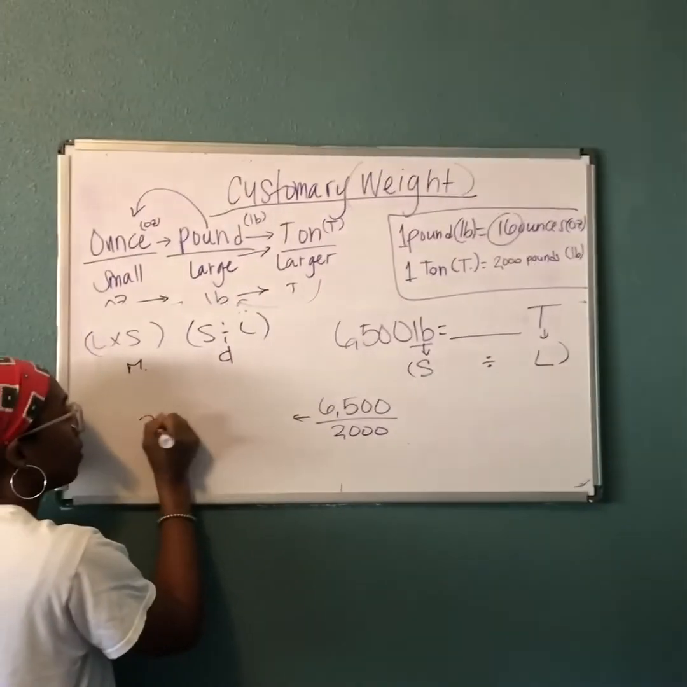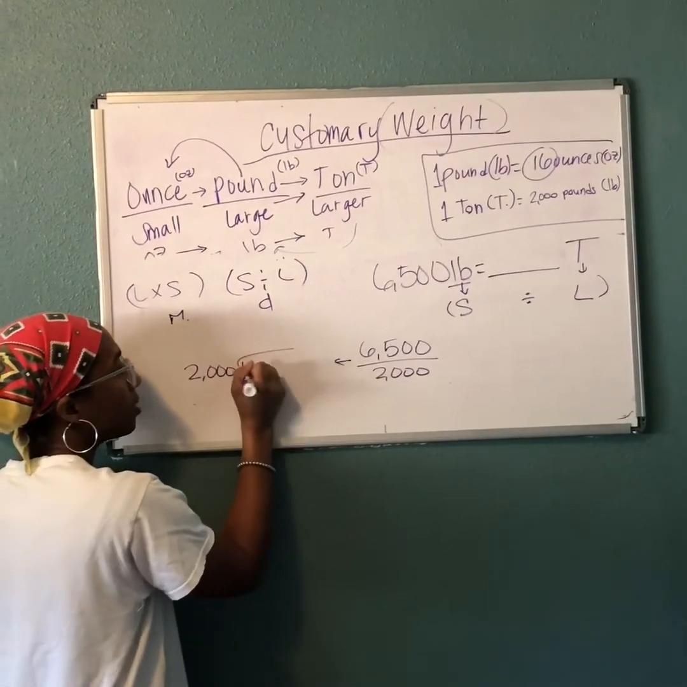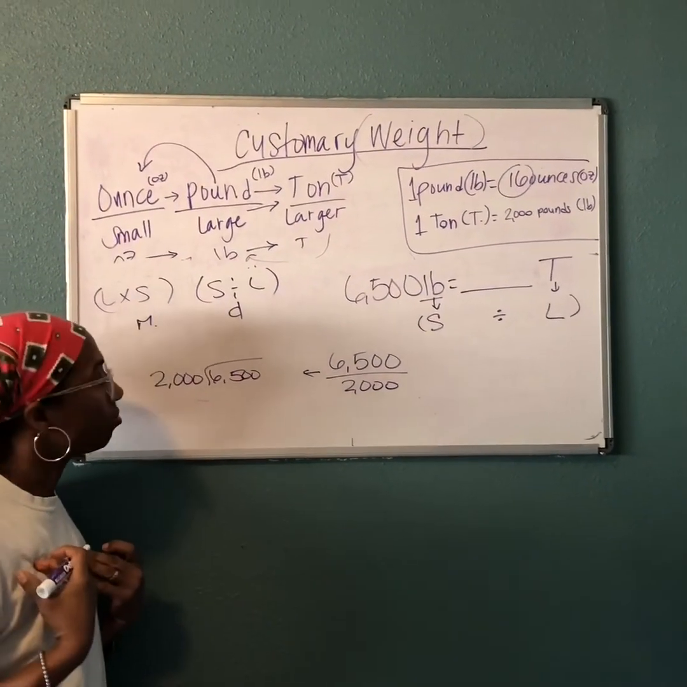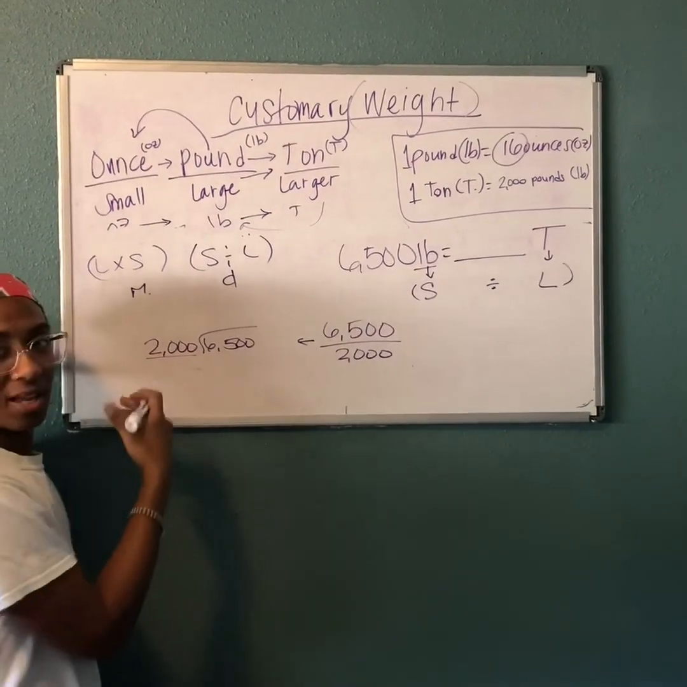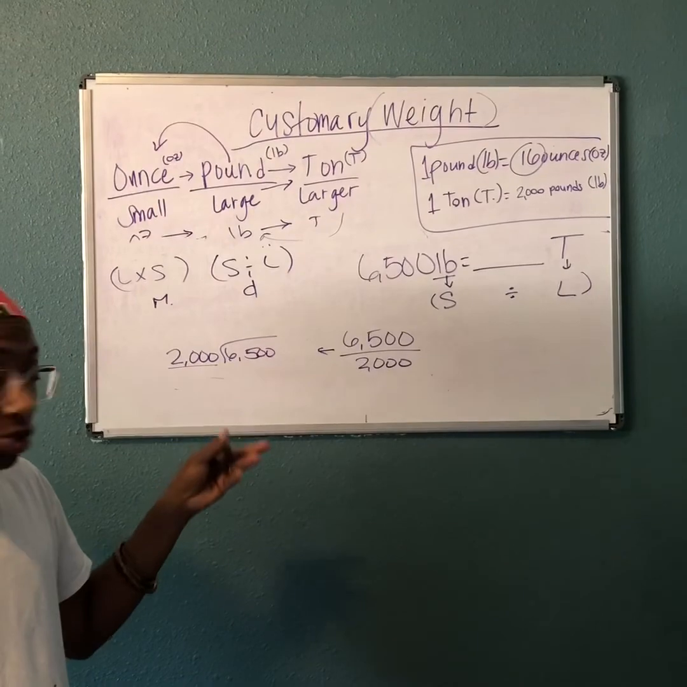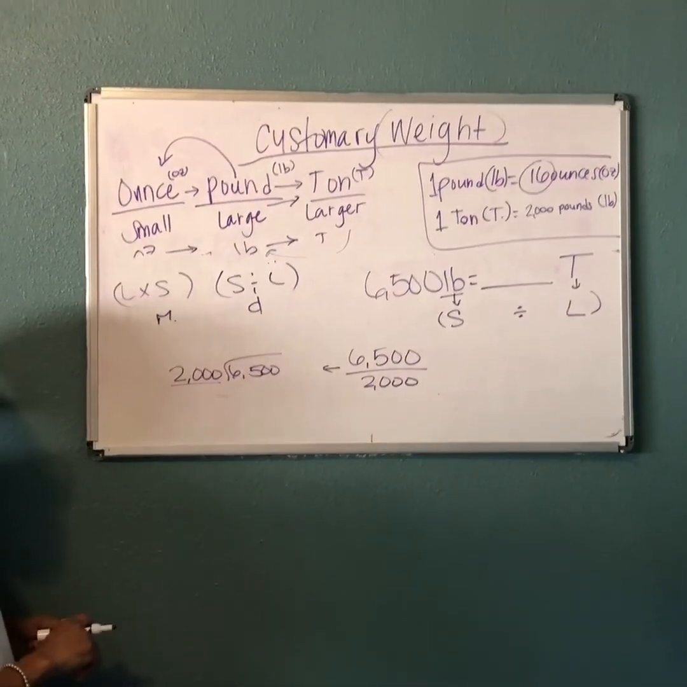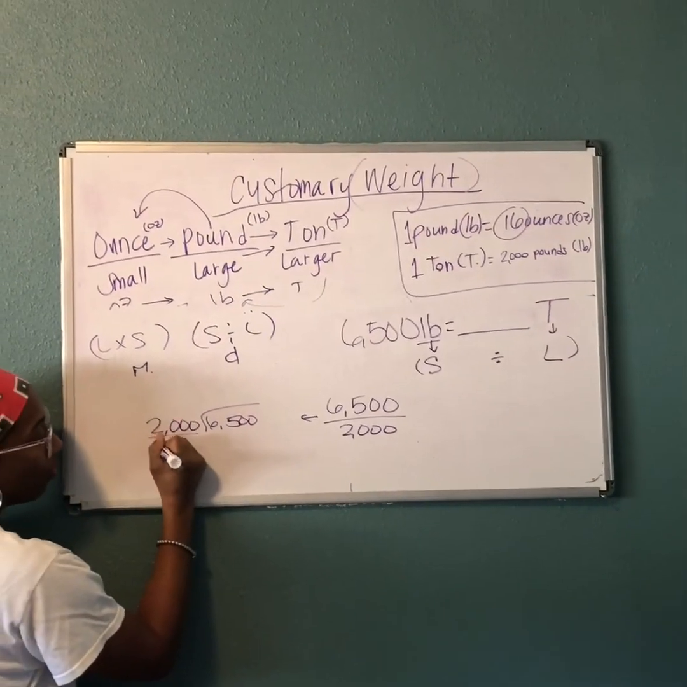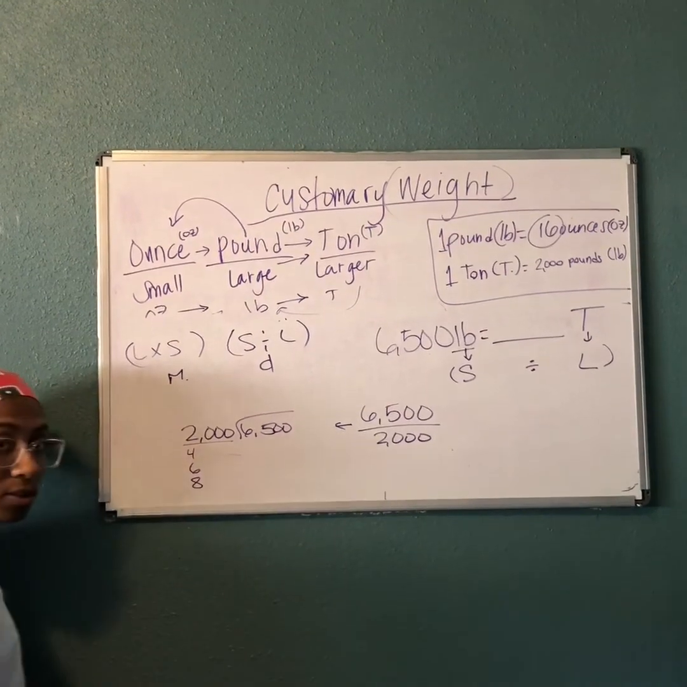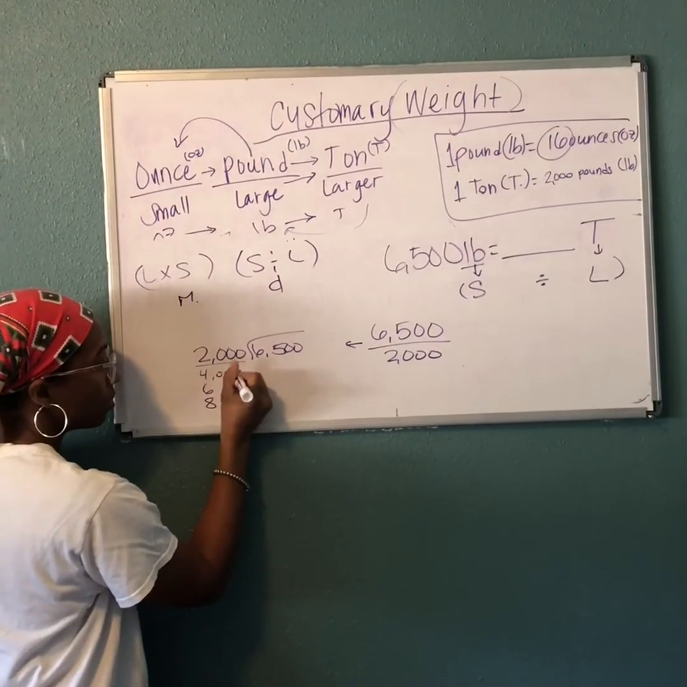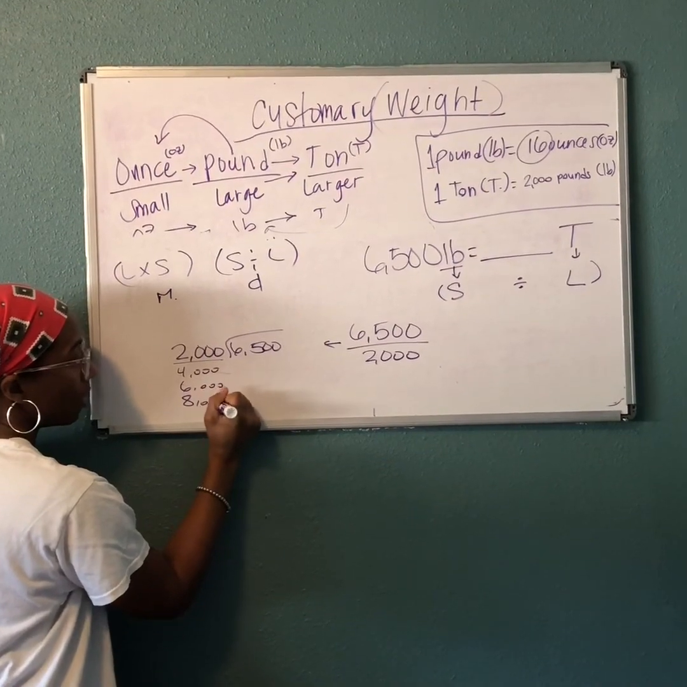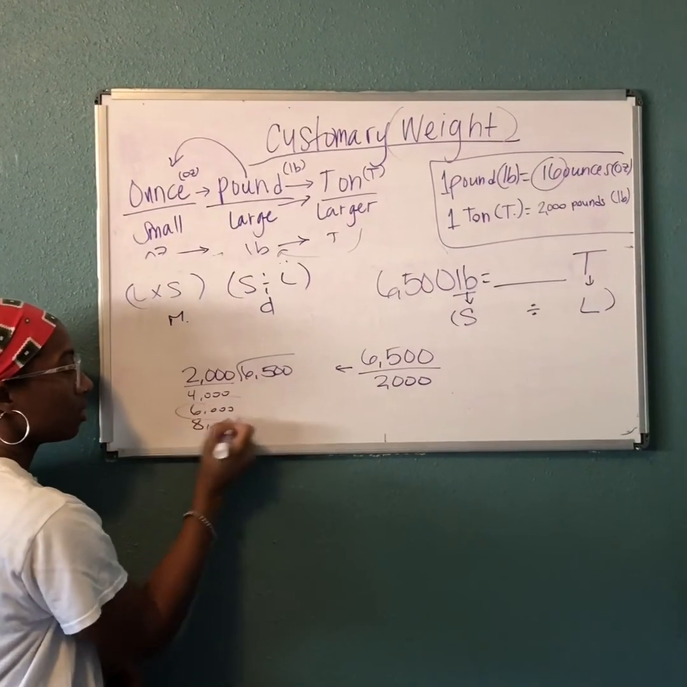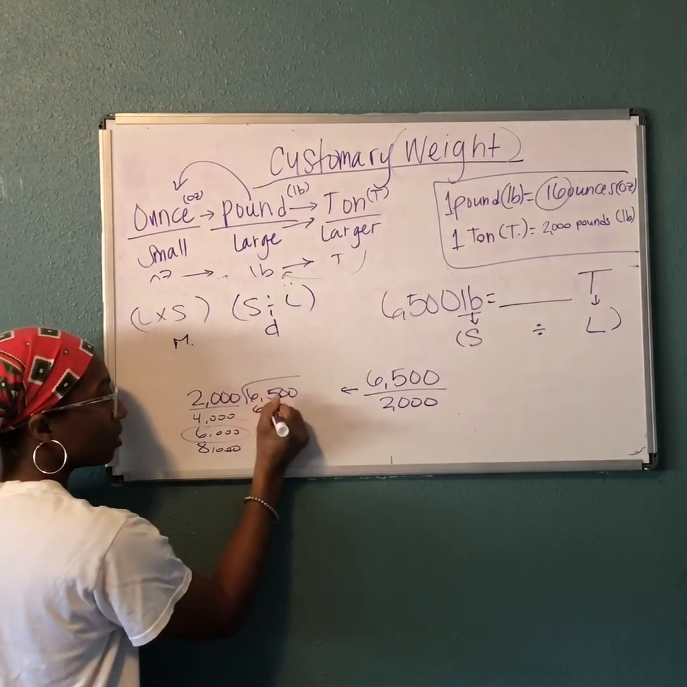Let's come over here. 6,500 divided by 2,000. Do we need a calculator? Some people might. In this case, we don't. 2,000, it's like working with tens or hundreds. So let's just imagine that the zeros are not there. So let's count by twos: 2, 4, 6, 8. Add the zeros. Right? So what number is closest to 6,500? 6,000. Right? So we put 6,000.